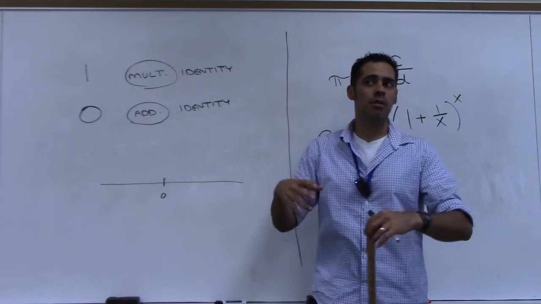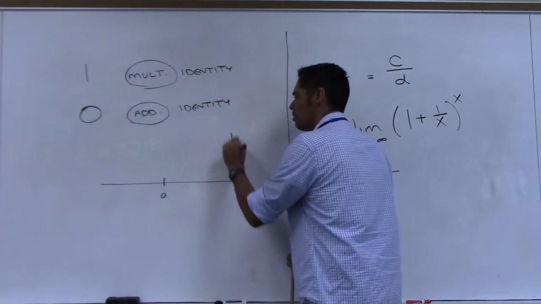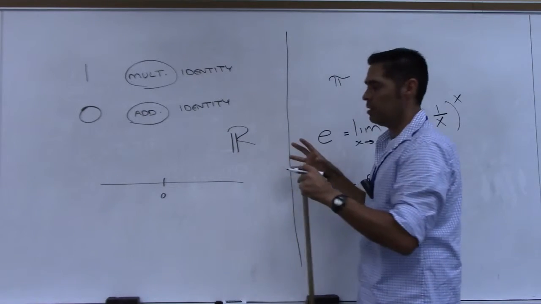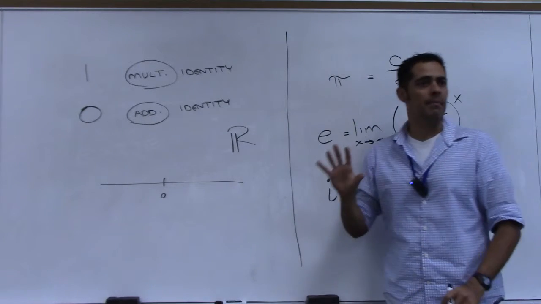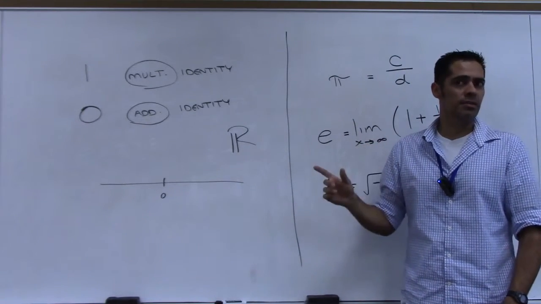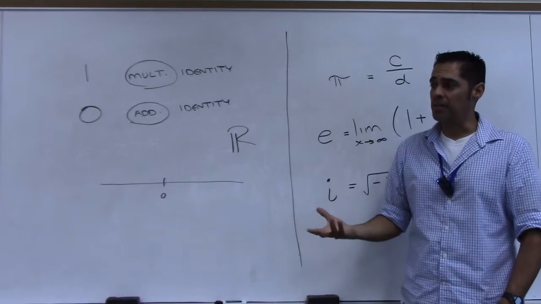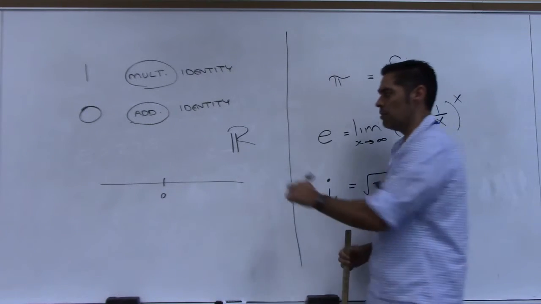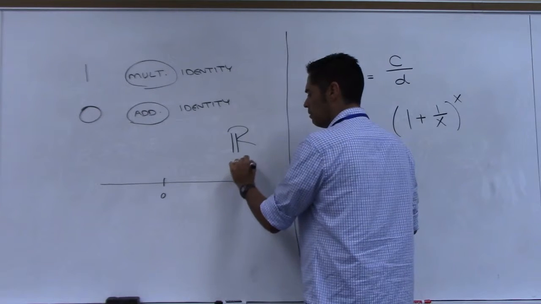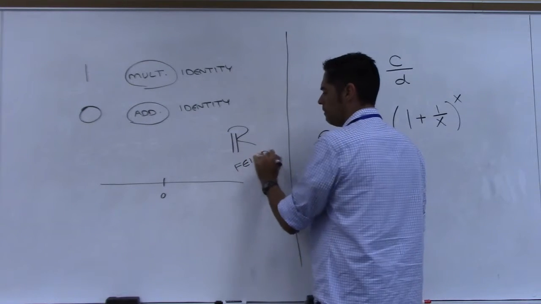And in order to get the complete structure of our real numbers, we have to have 12 conditions met. Those are called the field axioms, and that's why we call the real numbers a field. Is that the way you spell field?